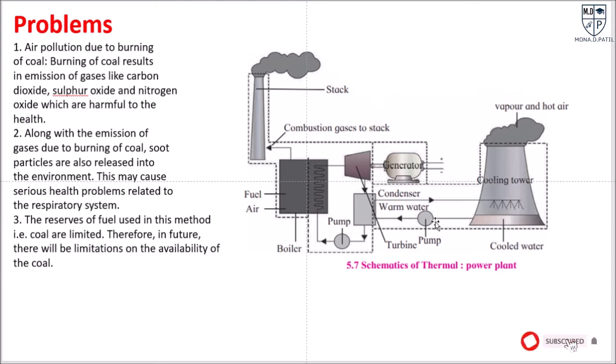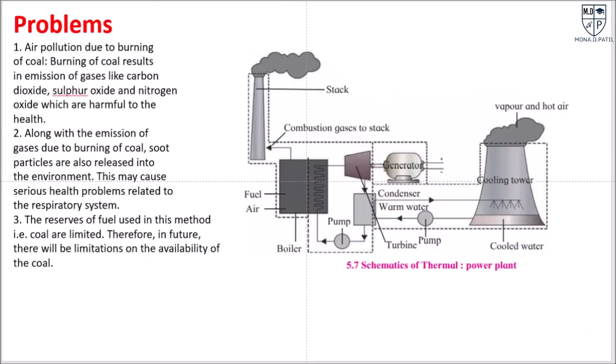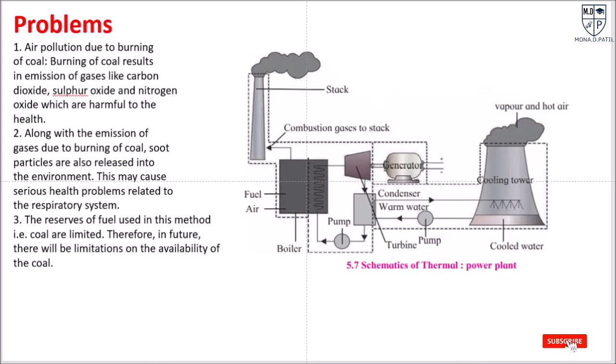This is shown here in the flow chart. I will just explain it to you. Since thermal energy is used here to generate electrical energy, such a power plant is called a thermal power plant. In thermal power plants, the chemical energy in the coal is converted into electrical energy through the several steps which we have seen here. Like this, the energy is changed into different forms.